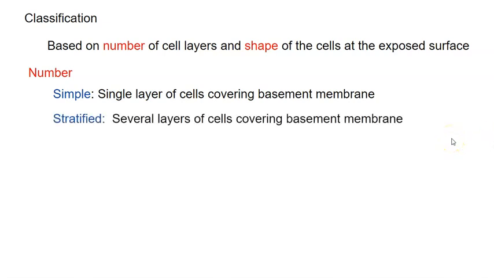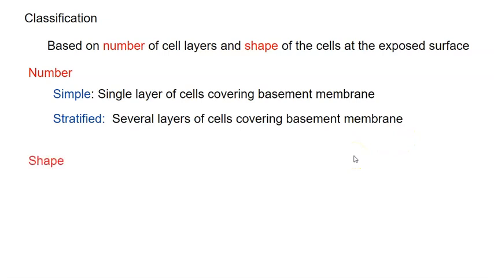We have stratified. Stratified is when we have several layers that cover the basement membrane. Stratified epithelium are found in areas where there's more mechanical or chemical stress, like in the skin, in the mouth, the throat, esophagus, vagina, rectum, and anus. But whether it's simple or stratified, the layer that's dividing, or the stem cell layer, will always be at the basement membrane or at the basal surface.